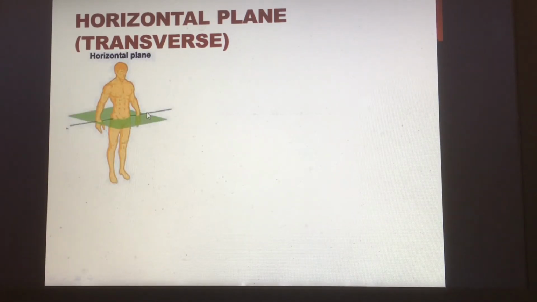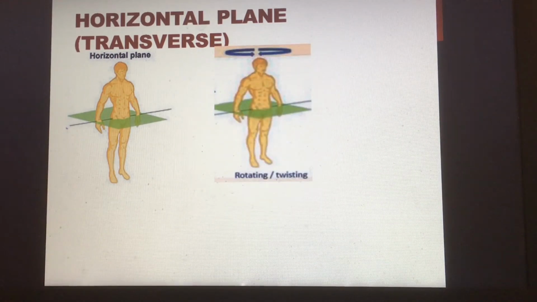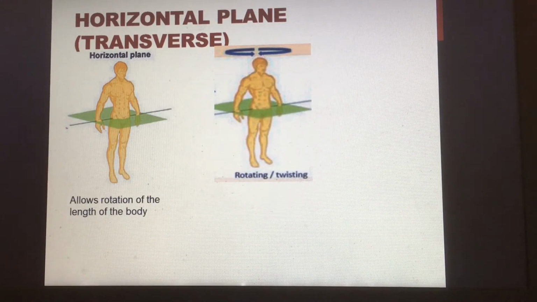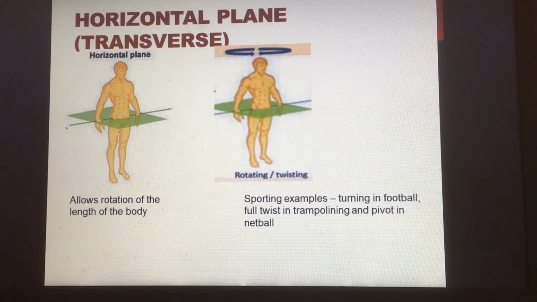So the next plane is called the horizontal plane, or other examples call it the transverse plane, but Edexcel call it the horizontal plane. Now, in the horizontal plane, imagine a sheet of glass dividing the body top and bottom, okay? And the movement it allows is rotation. Almost imagine that you're in a tube, so the length of your body can rotate inside that tube. So it rotates the length of the body, and the sporting examples could be as simple as a half twist or a full twist in trampolining, because it doesn't have to be the full movement.